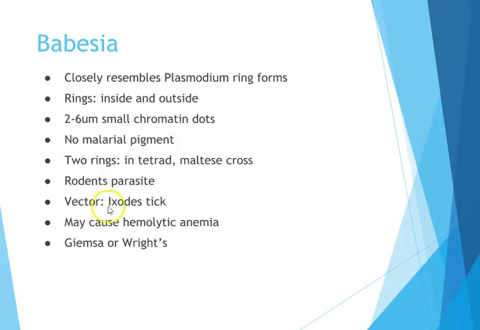The vector is called an Ixodes tick. It can cause hemolytic anemia. It can be transmitted from mother to baby and through blood transfusion. The patients have a lot of the similar symptoms as Plasmodium. The diagnosis is done through Giemsa or Wright stain, and this is on page 656.